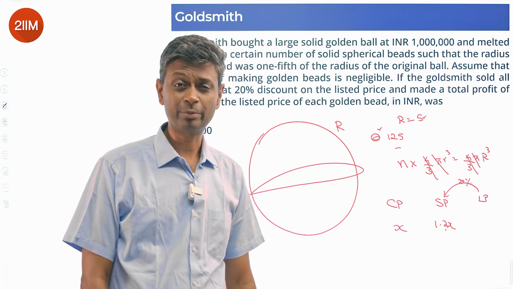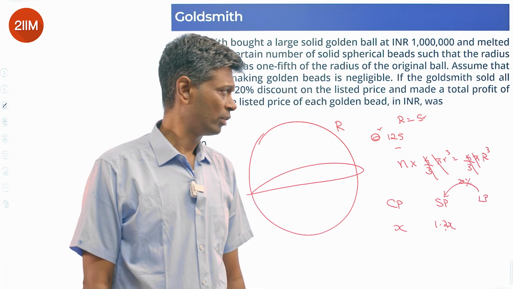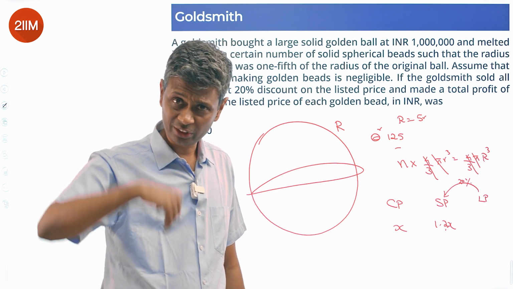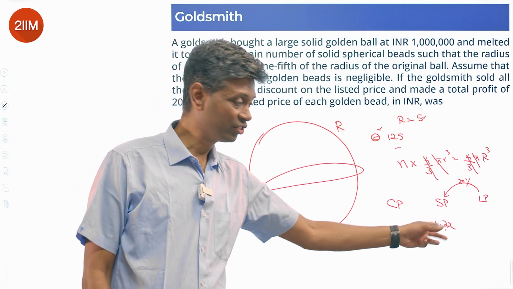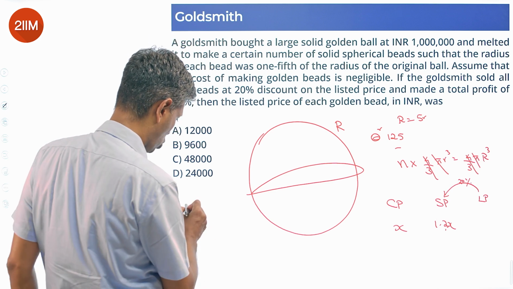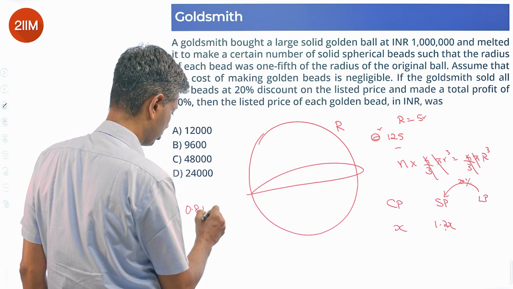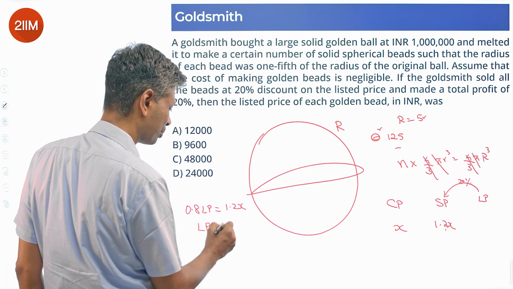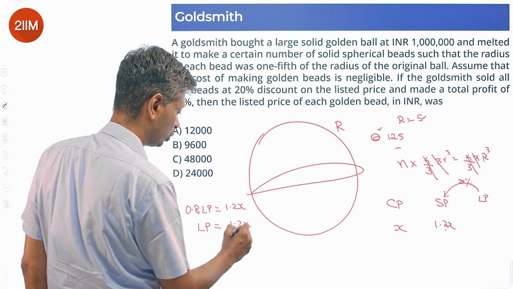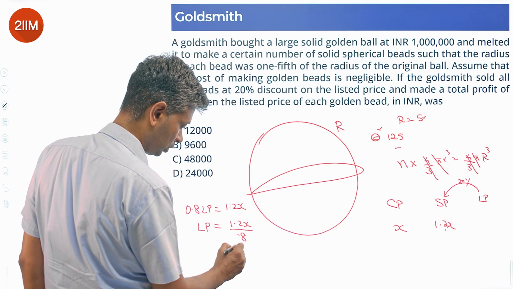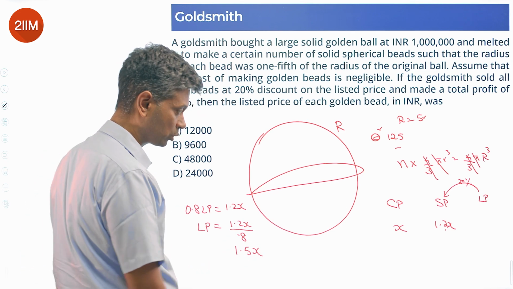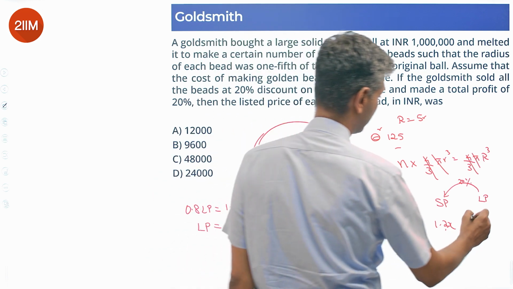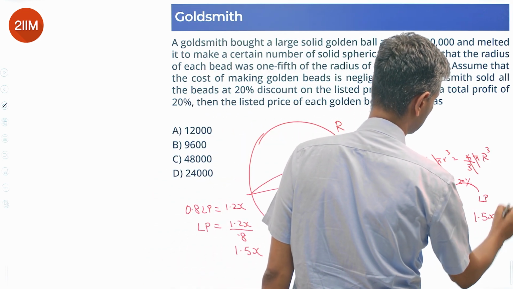Now what about listed price or marked price? You have a listed price on which you offer a 20% discount and arrive at a selling price. So 0.8 times listed price is 1.2X, or listed price or marked price is 1.2X by 0.8, which is 12 by 8, which is 1.5X. So listed price is 1.5X.